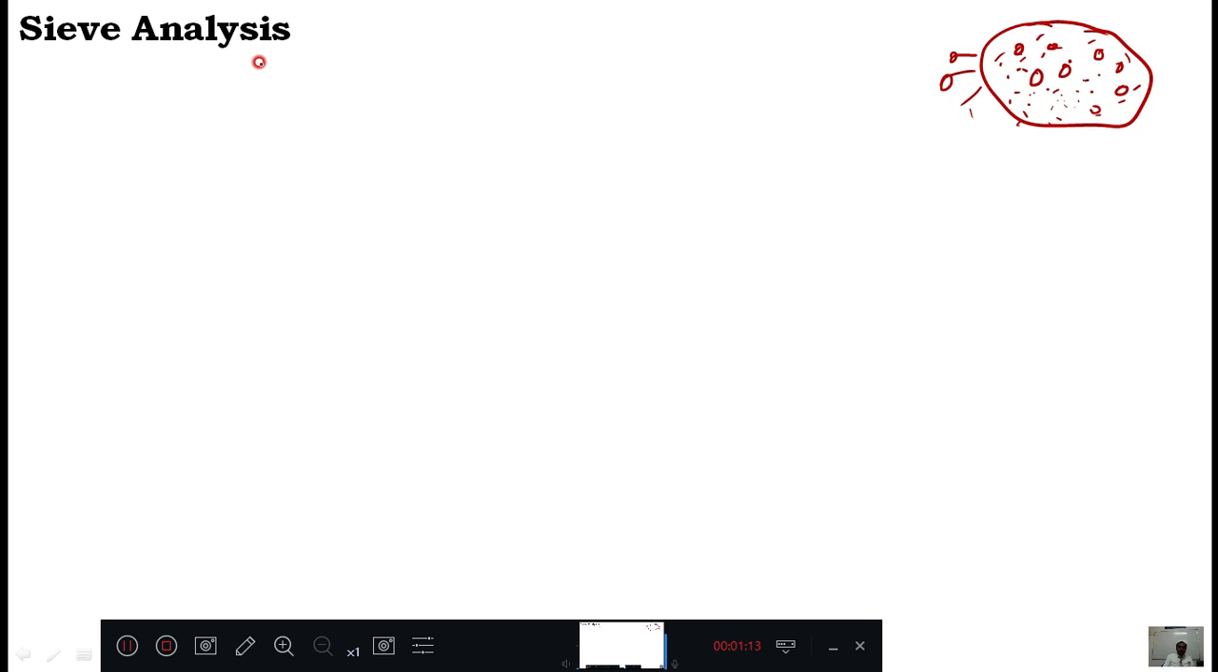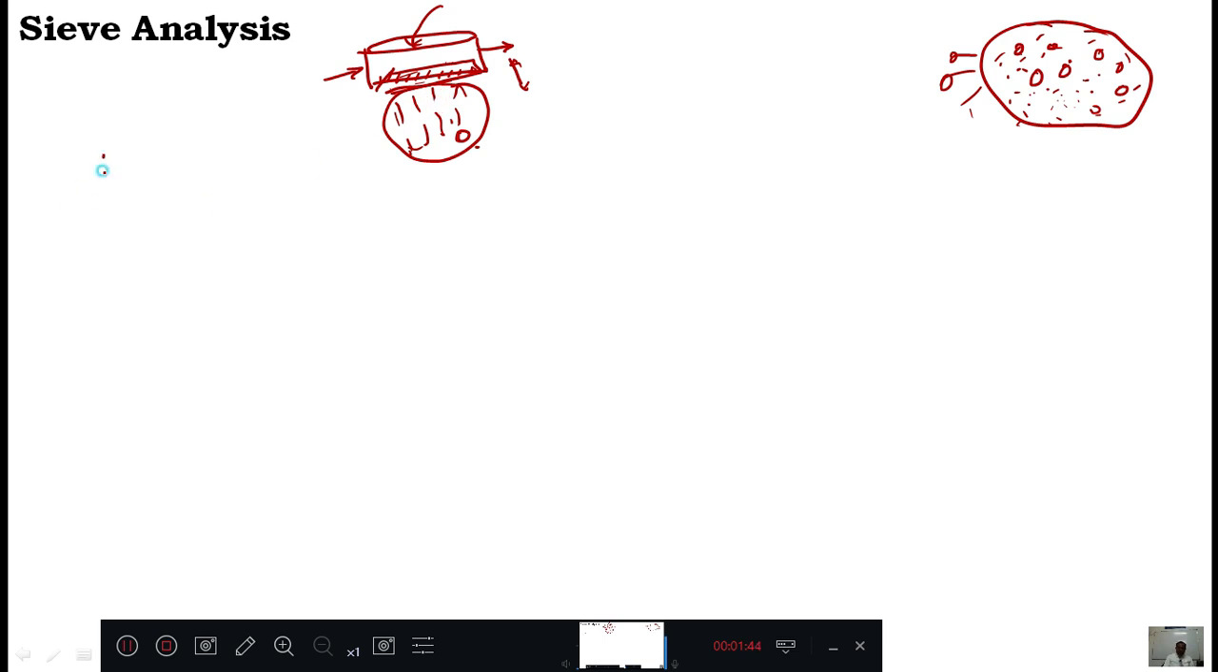Therefore, I will use a sieve. A sieve is like a cylindrical structure like this, and it has some opening space here. If I put soil here and shake it in a horizontal and vertical direction, then the soil will come down, and the diameter of these soil particles will be less than the size of the sieve. Correct? The particles which come down are smaller than the sieve opening.